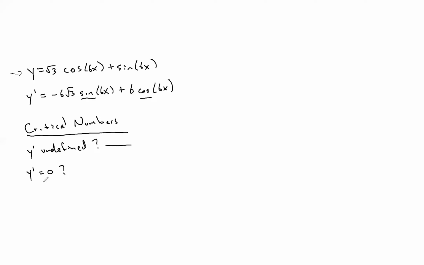But the other thing we have to check is where the derivative equals 0. And this is where we need not only some algebra, but some trig skills. So let's find out where our derivative equals 0. So negative 6 root 3 sine of 6x.